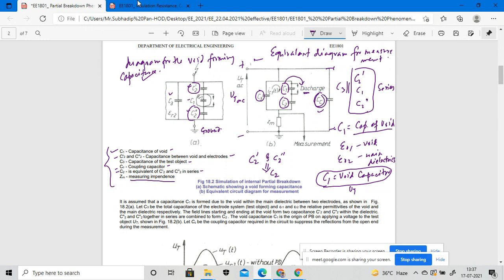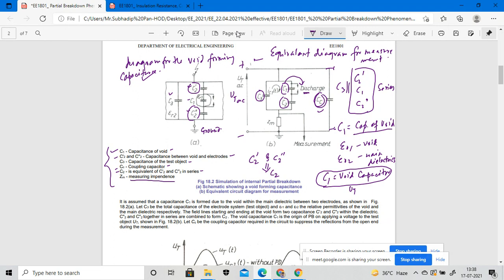That means this coupling capacitor will couple the discharge values of C1, the void capacitor, and C2, right? And C3 is actually my test object, right? So this will be my equivalent circuit, and UT is nothing but my terminal voltage, the AC terminal voltage, that means the alternating terminal voltage that will be applied across these two terminals. Okay, so from there the current will flow in this particular loop.